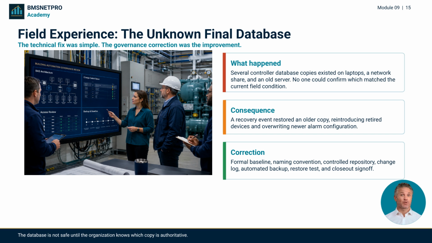The field experience shows why governance matters. Multiple database copies created uncertainty. A recovery event restored an older copy and reintroduced old configuration. The correction was a formal baseline, controlled repository, changelog, backup, restore test, and closeout sign-off.